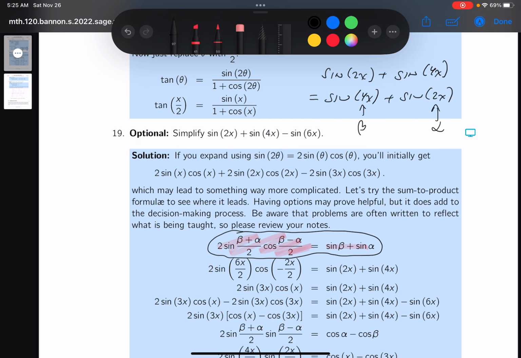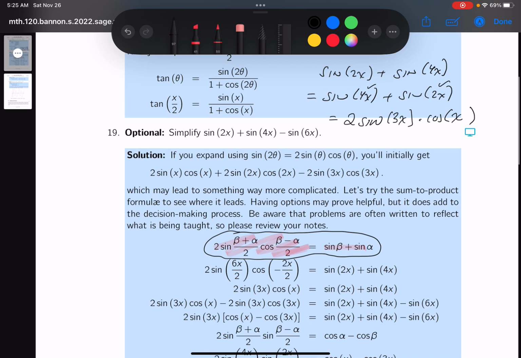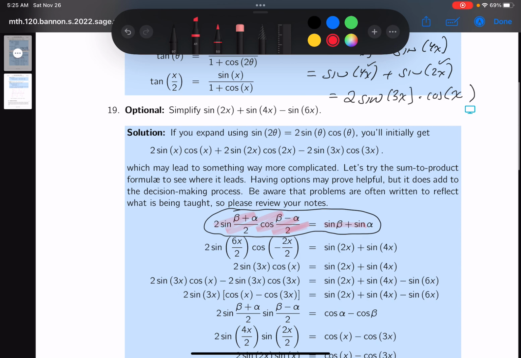Let me get my eraser out, because I'm running out of room here. And write it down. What are you going to get? You're going to get 2 sine. Now, it's going to be 4x plus 2x, which is 6x, and 6x divided by 2 is 3x, times the cosine of beta minus alpha, which is 4x minus 2x, which is 2x, over 2, which is x. All right, so that turned out to be pretty nice. So this over here is identical to this over here.